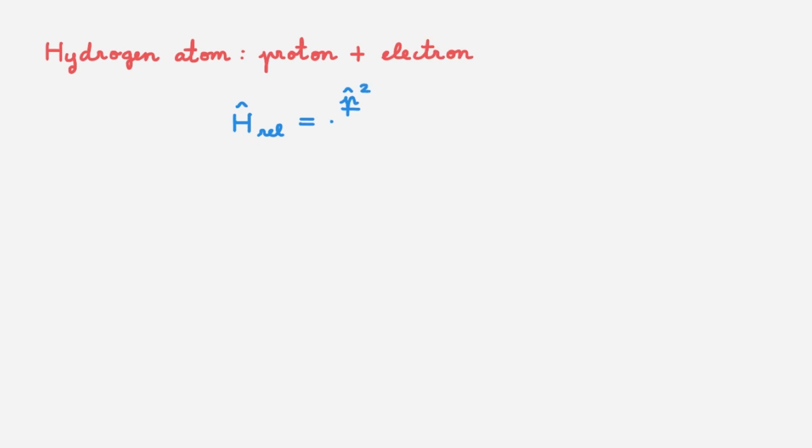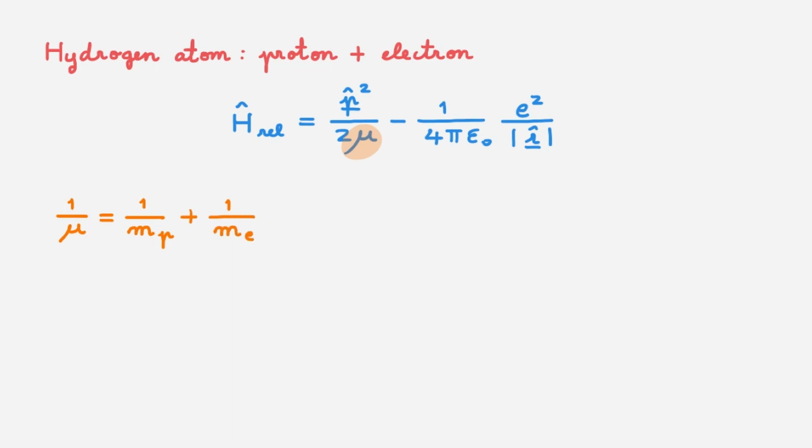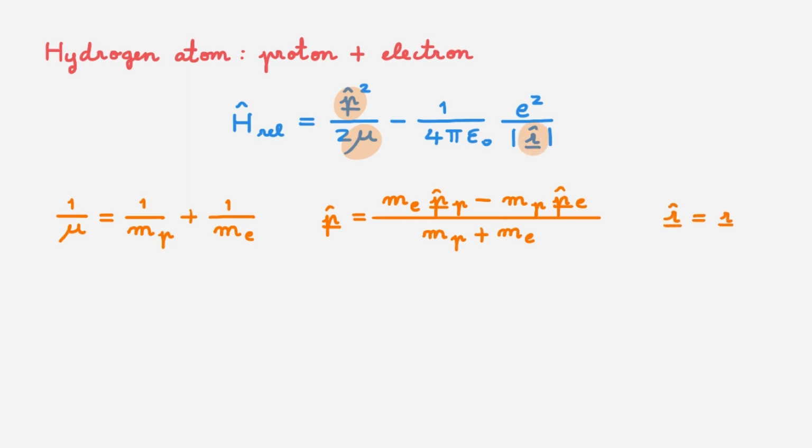The Hamiltonian has a kinetic energy term and a potential energy term. We derived this relative Hamiltonian in the introductory video on the hydrogen atom, and as a reminder, mu here is the reduced mass of the system and is related to the masses of the proton and electron by this equation. P here is the relative momentum given by this expression in terms of the individual momenta of the proton and electron, and R here is the relative position given by the distance between the proton and the electron.